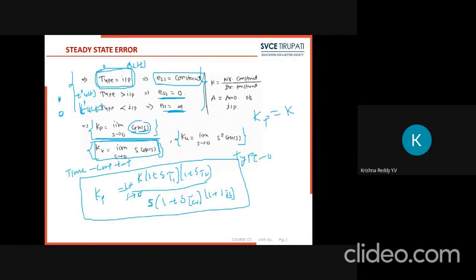It is applied to the step input Kp. When you substitute the limit s tends to 0 for the type 1 system, we get the Kp value as infinity. For the second order system, again the Kp value is infinity.